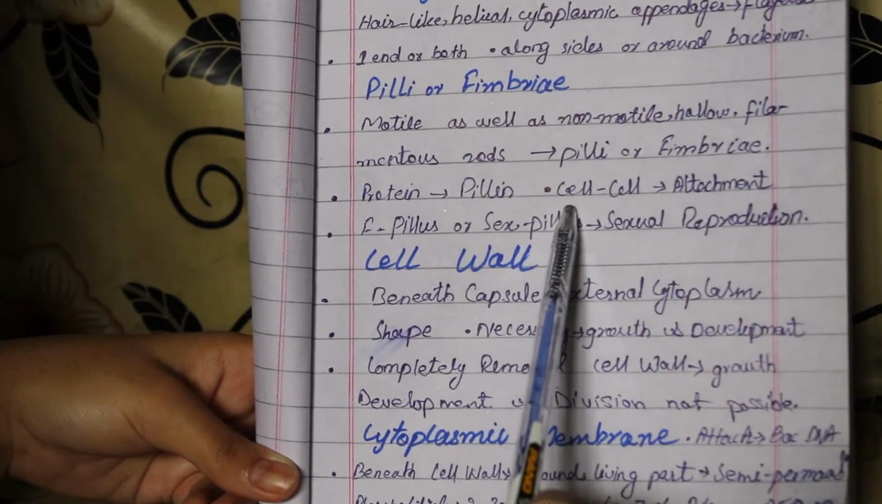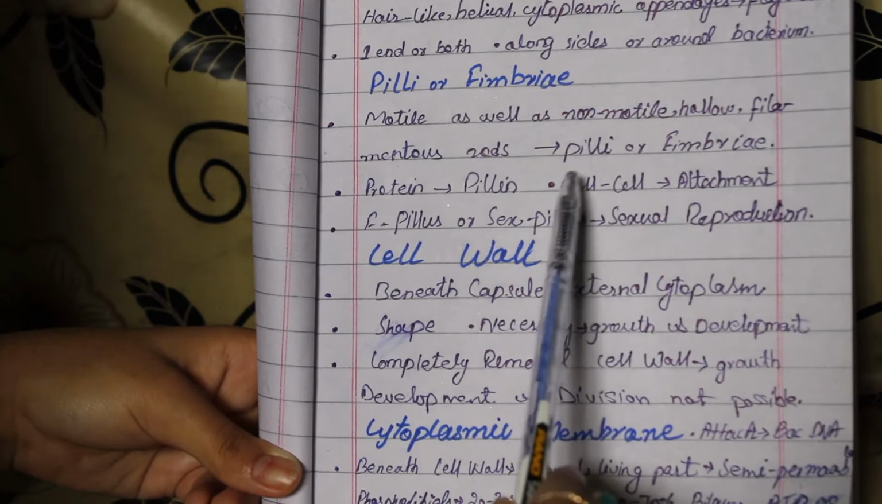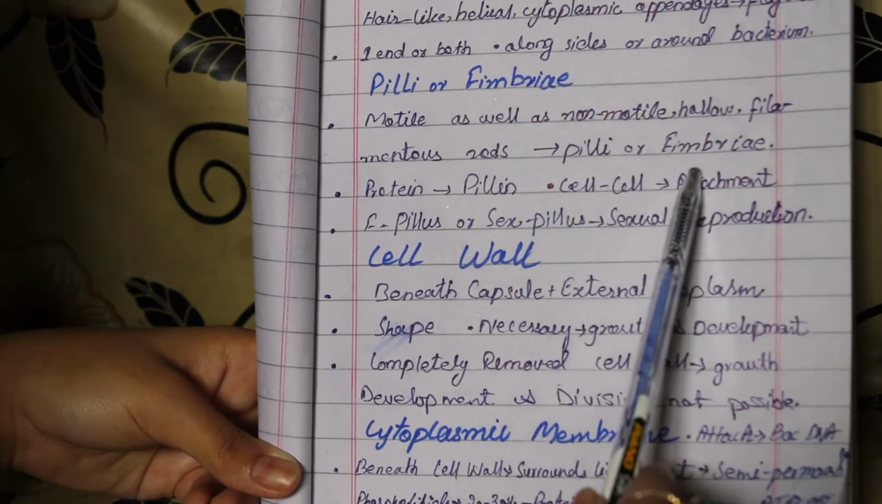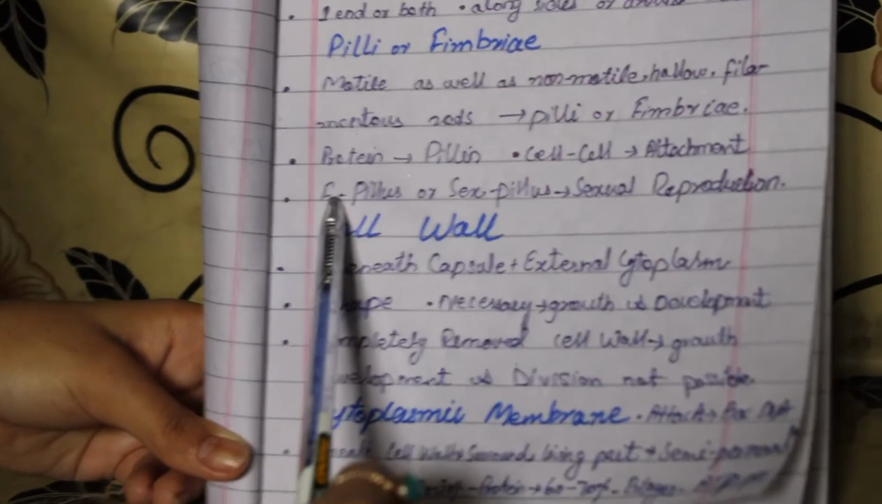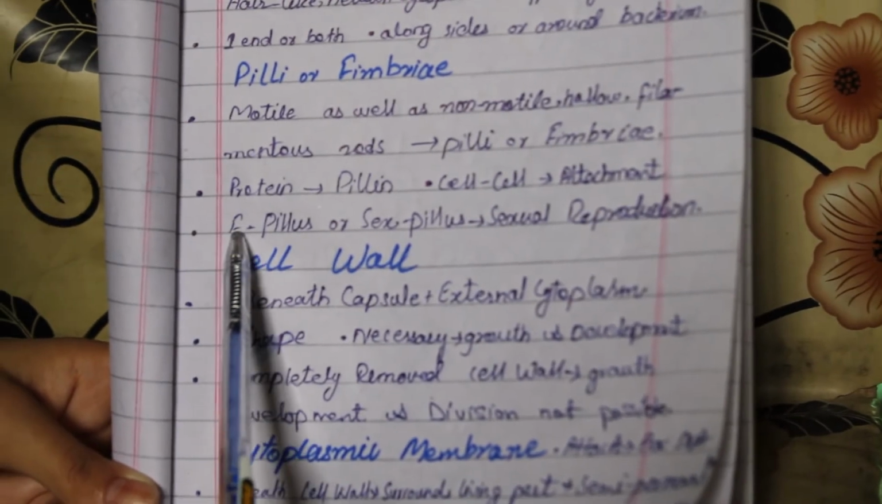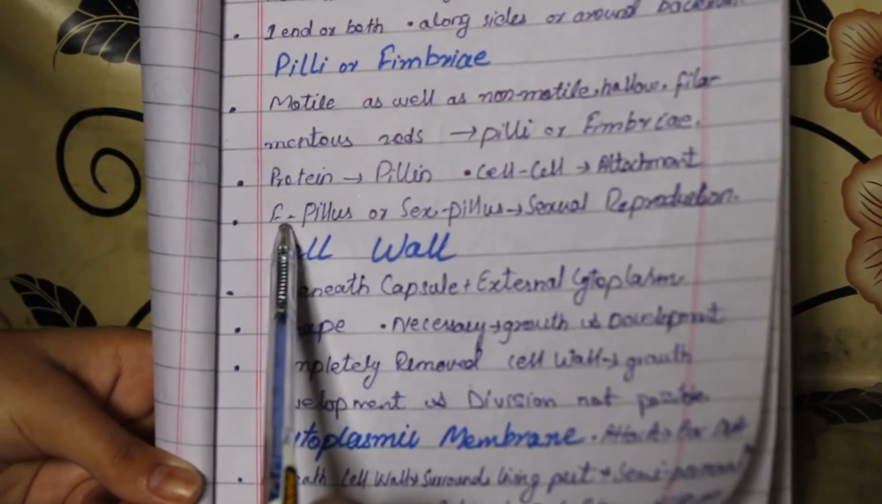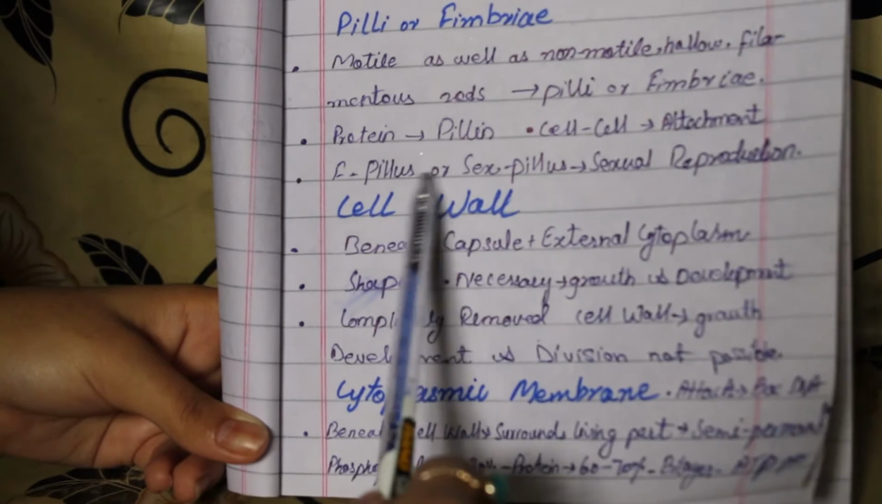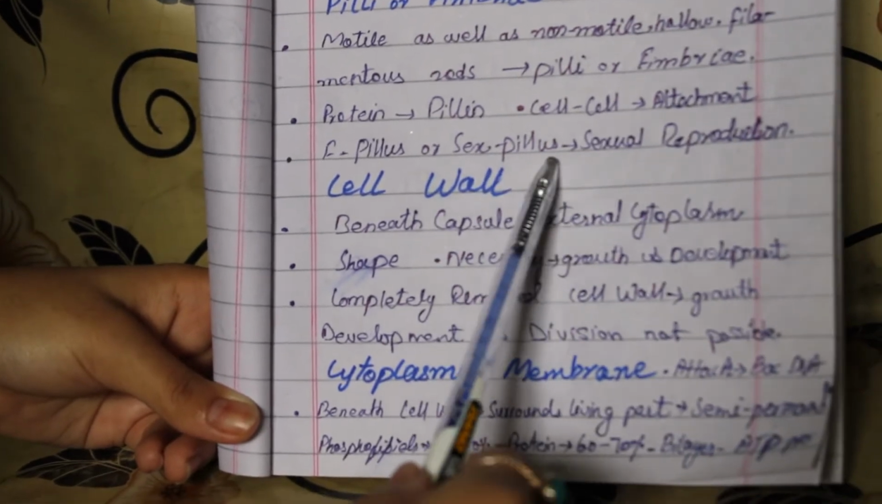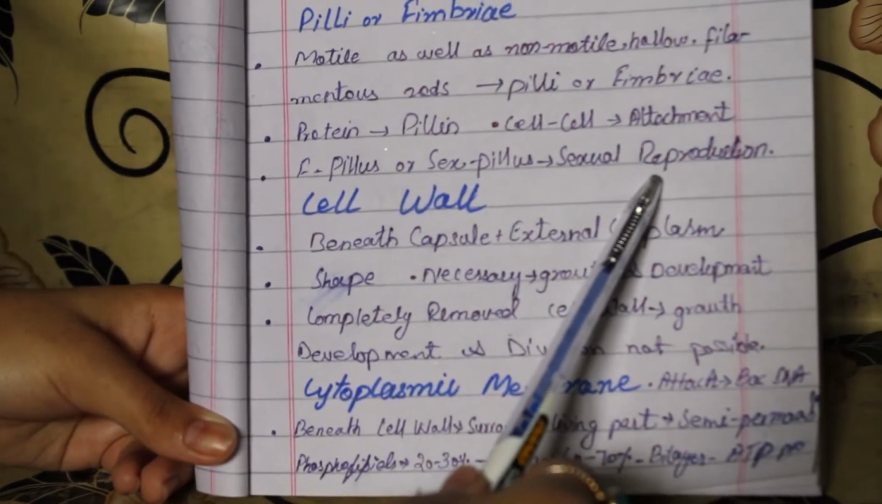What do Pilli do? Cell to cell interaction, cell to cell attachment. So this is the function of Pilli or Fimbriae. And one distinguishing Pilus is the F pilus or sex pilus. This is the pilus which helps bacteria in their sexual reproduction.